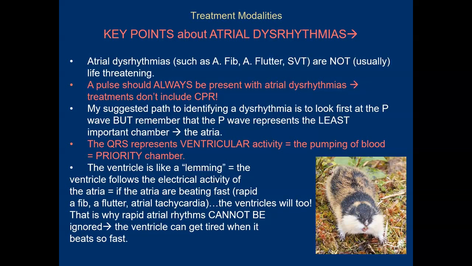And the electrical impulse is what I call a lemming. That's why the picture is there. In other words, it just blindly follows what the atria tell them to do. So if the atria are sending down 100, 150 electrical impulses, the ventricle will go, okay, I'll pass the electrical impulse along. And that's where the danger is to your patient's cardiac output.